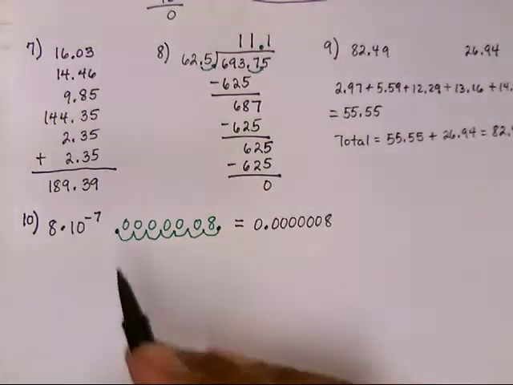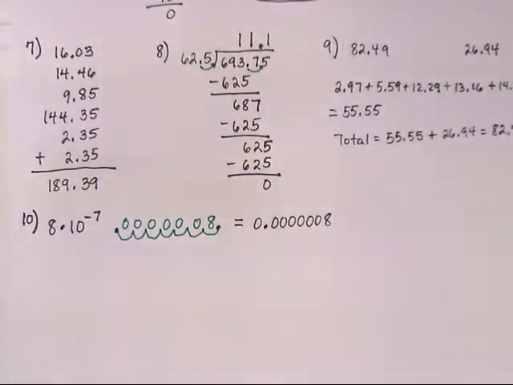Okay, now if that exponent was a positive, then we move the decimal point to the right.